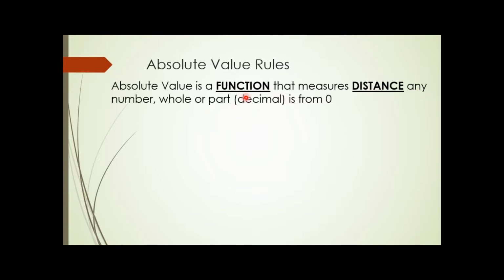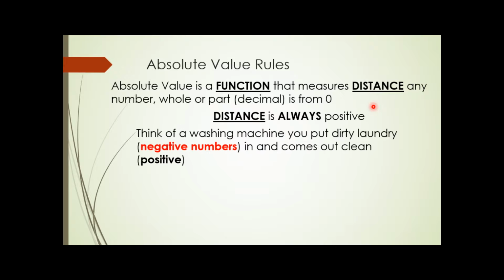Absolute value is a function that measures distance from 0, of any number, whole or part, so decimals are okay. Distance is always positive. You can't really go a negative distance. Think about a washing machine: you put in dirty laundry, a negative number, and it comes out clean, positive. These are just some of the general rules regarding absolute values, and we'll see about that in a bit.